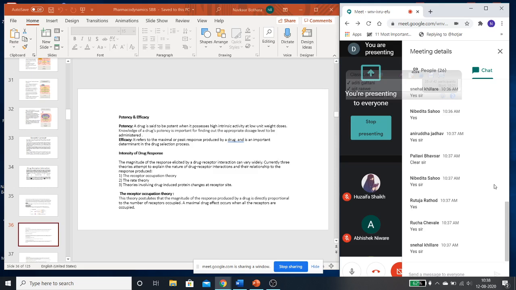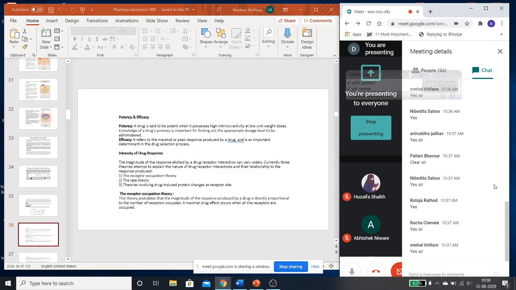Currently 3 theories are there to explain the nature of drug receptor interaction and their relationship to the response. First is the receptor occupation theory, the second one is called the rate theory, and the third one is the theory that involves drug induced protein changes at the receptor site. These are 3 important theories which indicate how the drug will show response, and some of these theories can be used for quantification of the response.